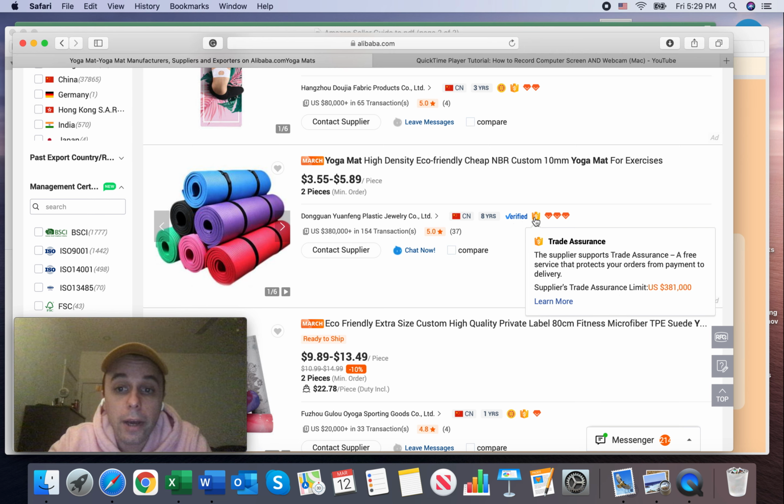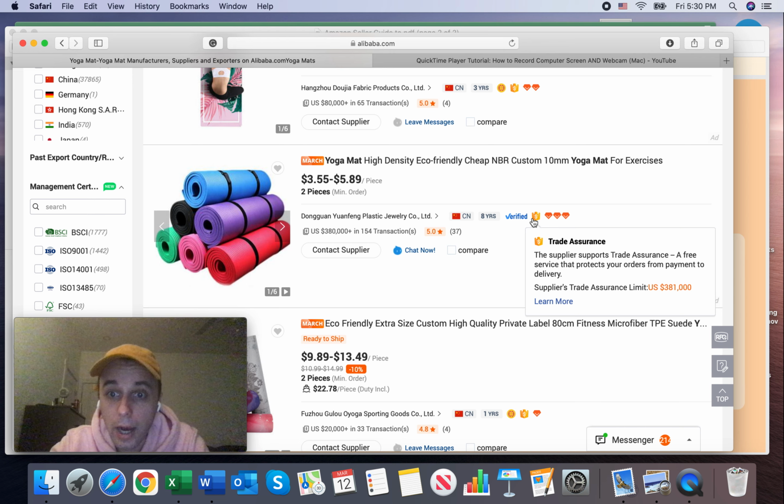I'm looking for the supplier who is a golden supplier. Remember, this little golden crown right here is a golden supplier badge. This means your investment is going to be protected in case something goes wrong. It's going to be protected by Alibaba and they reimburse you if something goes wrong, which I don't remember ever happening in my memory, but just to be safe.